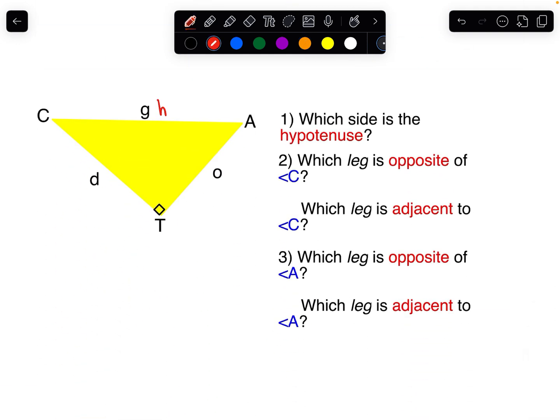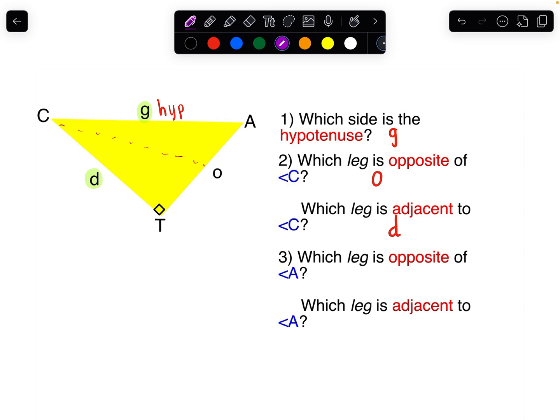So the hypotenuse is across from the right angle. So that has to be side G. Which leg is opposite of C? If we go across our triangle here from C, we get leg O. Which leg is adjacent to C? Well, I know that C is made up of D and G, but G is already the hypotenuse. So D has to be the adjacent leg to C.